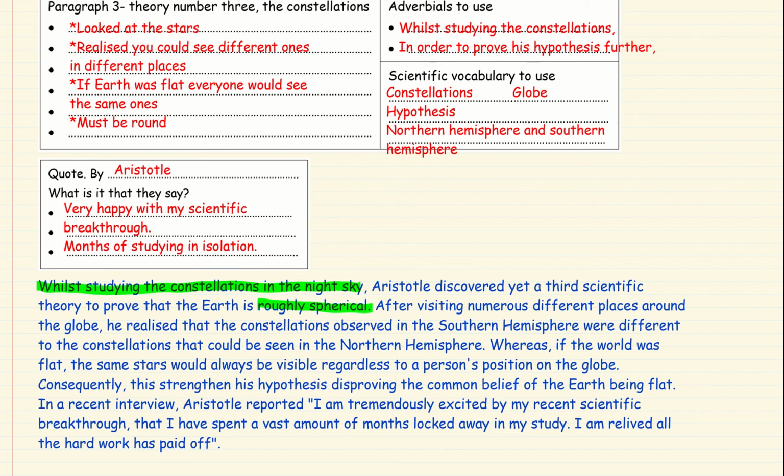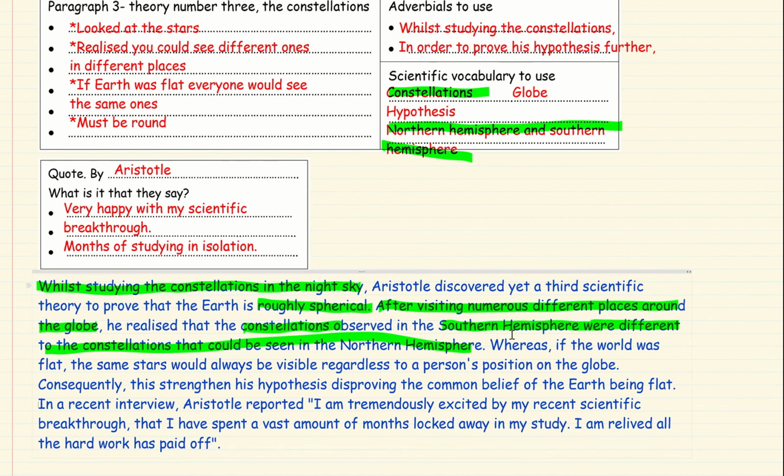After visiting numerous different places around the globe, so I've got another adverbial giving me a different sentence starter. Notice how I've used my comma afterwards. He realised that the constellations, I had that up in my plan, didn't I? I've used that. Observed in the southern hemisphere were different to the constellations that could be seen in the northern hemisphere. So I've used that from my plan, but I have realised I needed a capital letter for southern hemisphere and northern hemisphere. So make sure if you're using those words that you have capital letters too.